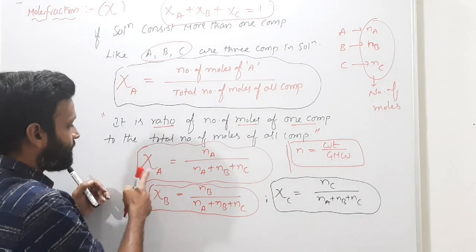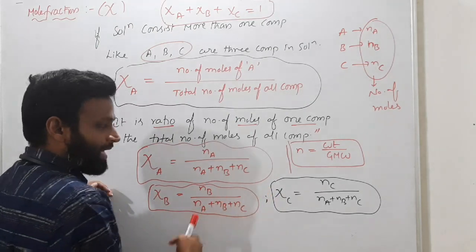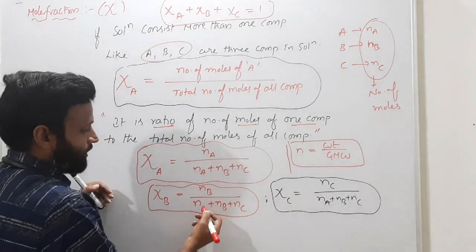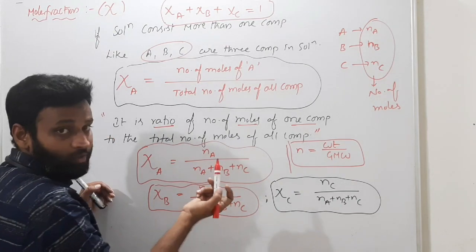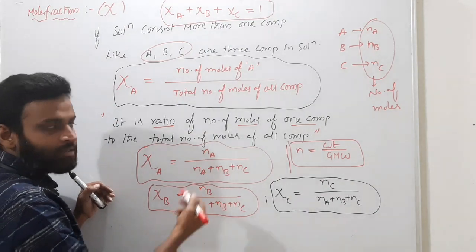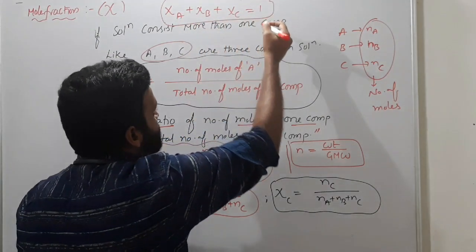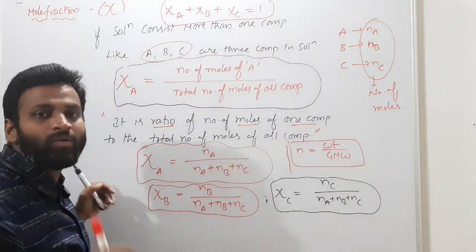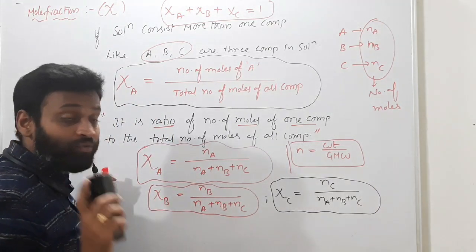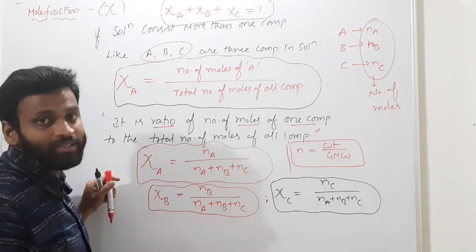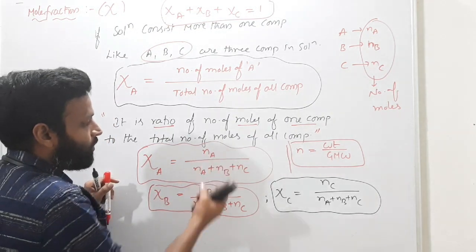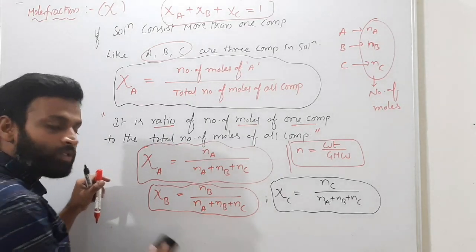Just add all these 3. This plus this plus this. The denominator is the same and the numerator will be Na plus Nb plus Nc, so they cancel. So the sum of the mole fractions of all components is equal to 1. This is very, very important for us. And for mole fraction there are no units, as I told you. Why no units? Here the numerator is moles and the denominator is also moles.